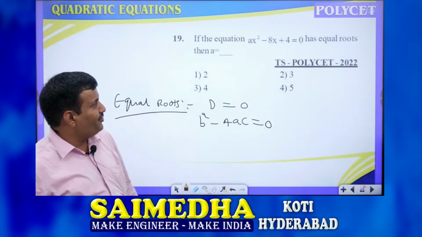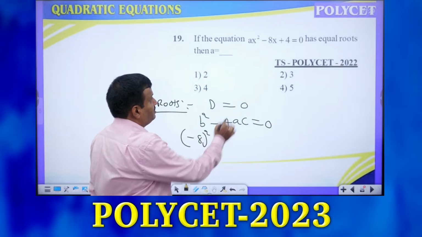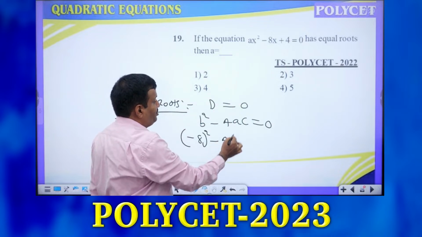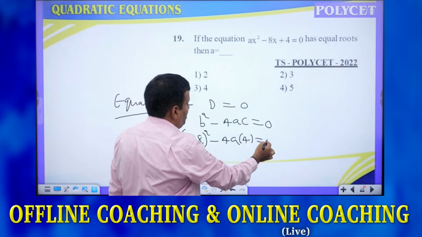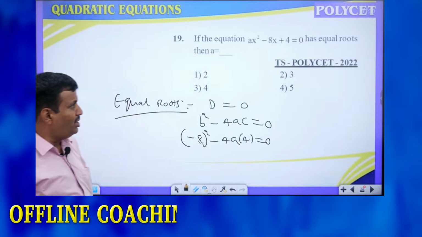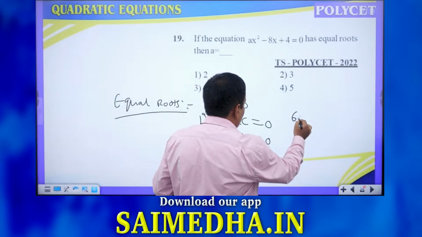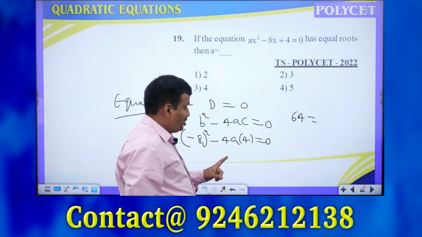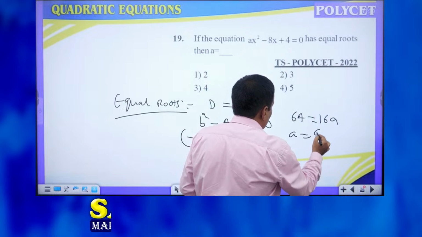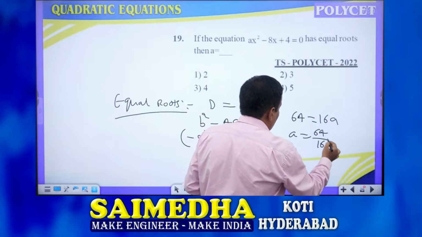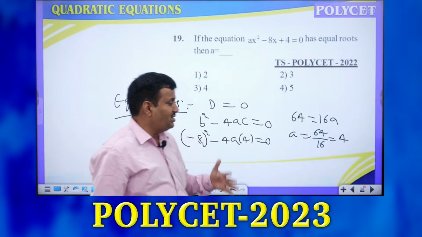b square minus 4ac equal to 0. B value is what there? Minus 8 whole squared minus 4 into A value is A, C value is 4, equal to 0. Discriminant equal to 0 for the equal roots. What is the minus 8 whole squared? 64. 64 is equal to 16A. A is equal to 64 divided by 16. What is the answer here? A value 4 is the correct answer.